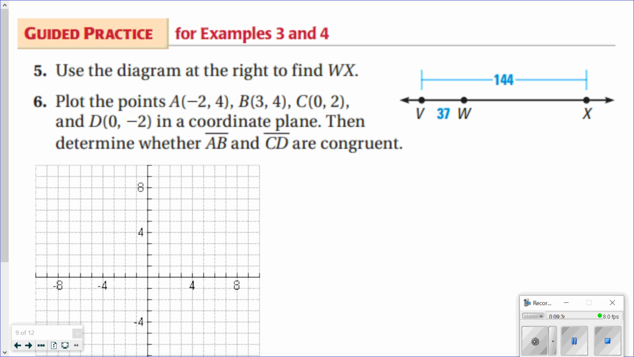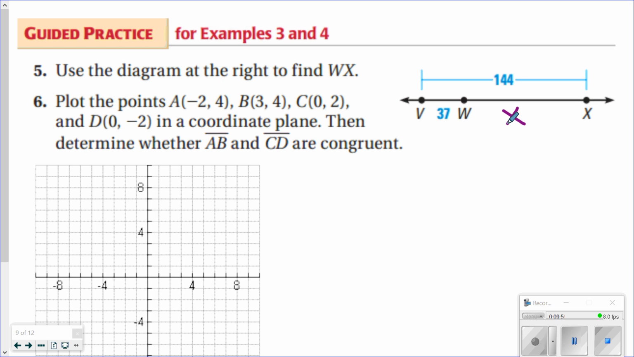All right, let's try these similar problems, just like the last two. So for number 5, use the diagram at the right to find WX. So we're going to call that X. All right, I'm going to give you a second. You're going to have to answer the question, what is the solution for X?